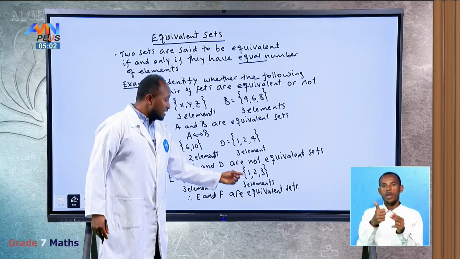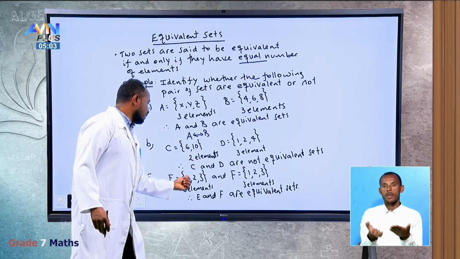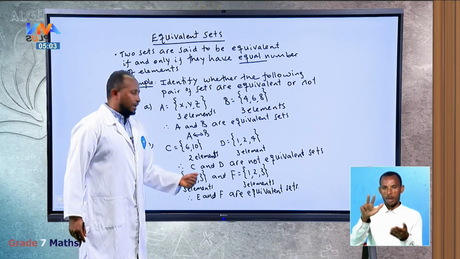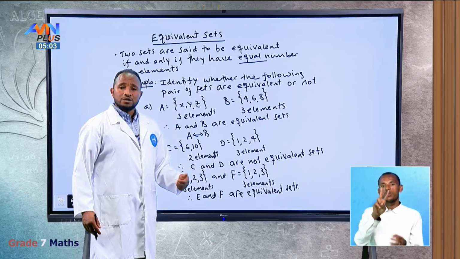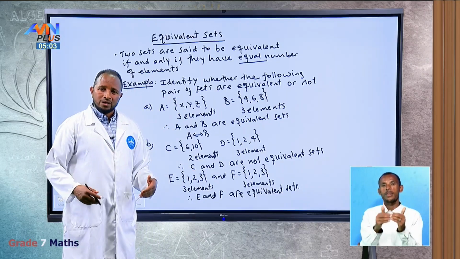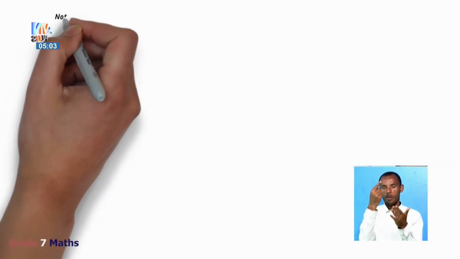Okay, now here, what we have seen earlier, when we compare these two sets, not only are they equivalent, they are also equal. They have exactly the same elements. The elements here are 1, 2, 3. And again here, the same elements are there. Therefore, these two sets, in addition to being equivalent, are also equal. So, we can conclude one point here.